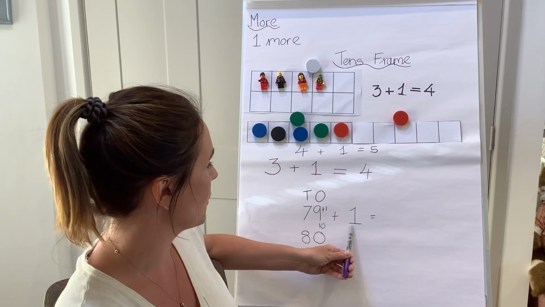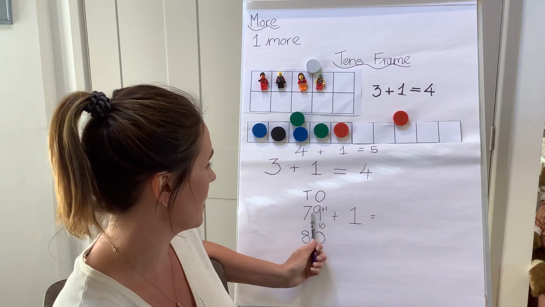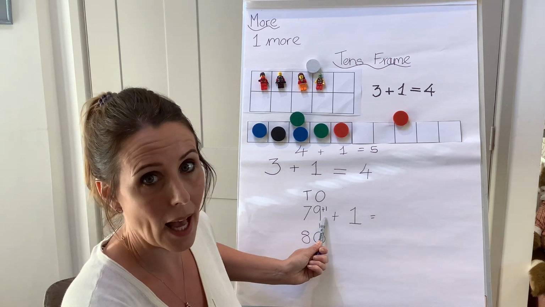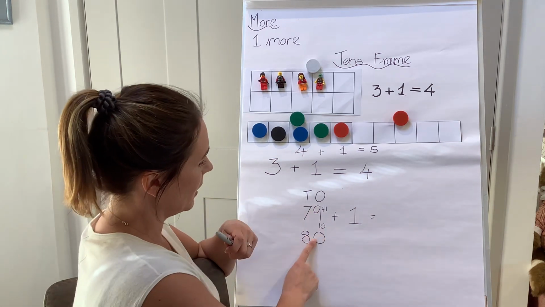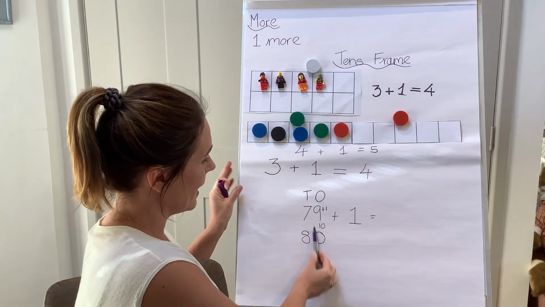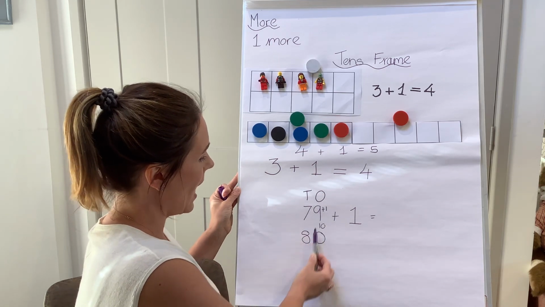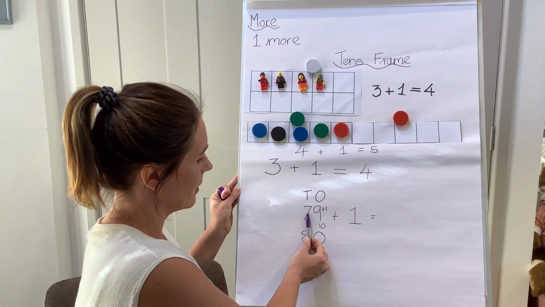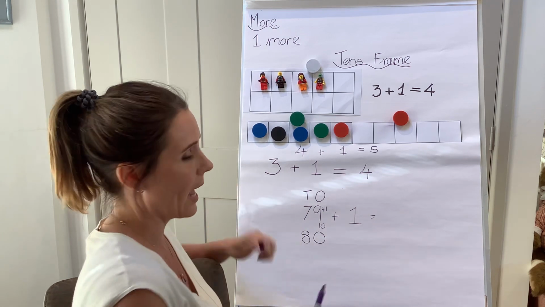So 79 add 1. If you know our counting system, our number system, you can count on from 79, adding 1. Or if you think about it, if you want to use base 10, 79 add 1 is going to make 10 now. We can't put 10 in the ones section here, so that 10 makes another 10. So 7 add another 10 is 8 tens, and 0 ones make 80.